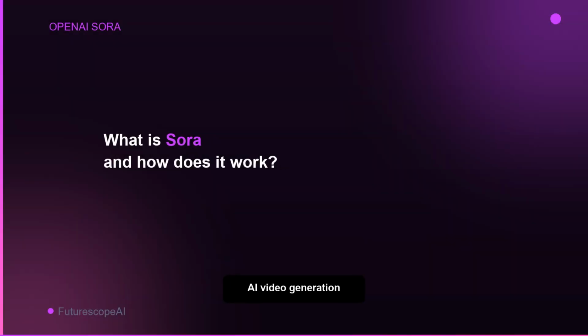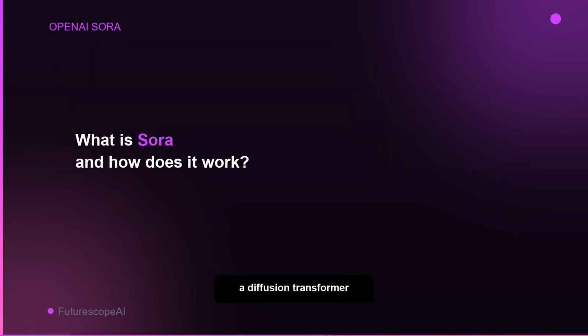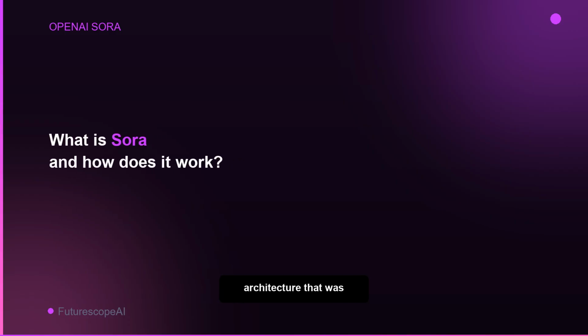Sora is OpenAI's AI video generation model. It uses a diffusion transformer architecture that was trained on a large dataset of licensed video footage. You describe what you want to see in text and Sora generates video that matches your description. Unlike earlier AI video tools that were limited to 3 to 4 second clips with poor coherence, Sora generates up to 20 seconds of video with consistent characters, physics, and scene continuity throughout.